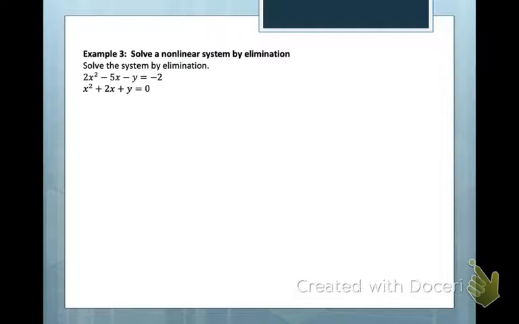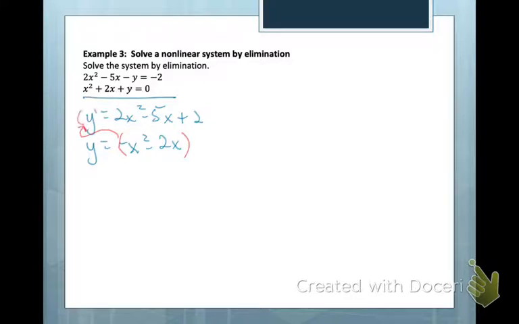Now let's solve this nonlinear system by elimination, although I think I solved it by substitution. I did. So there's another example coming up that I do solve by elimination. So by substitution, I'm going to solve both of these equations for y. So the top one, I move the y over to the right and the negative 2 to the left. And then in the second one, I subtract my x squared and my negative 2x. And now I will plug that in to the top equation.